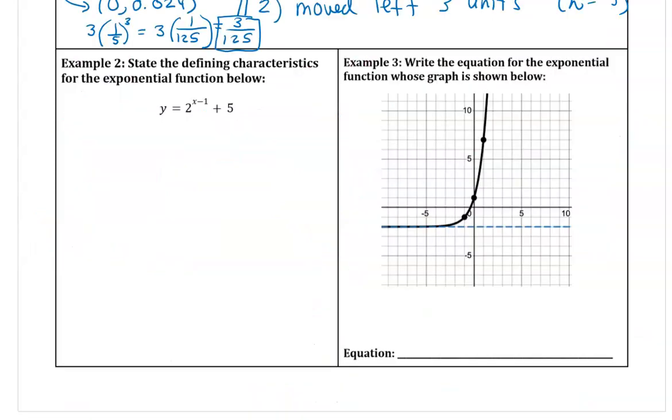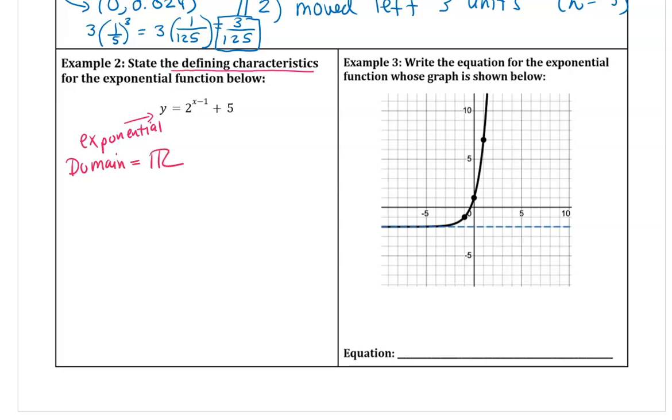So then that brings us to example 2. And the reason why I put example 2 on here is because I want you to realize you don't need to see the graph to be able to determine the defining characteristics. For example, I can see that this function is exponential. And I know that exponential functions have a domain of all real numbers.